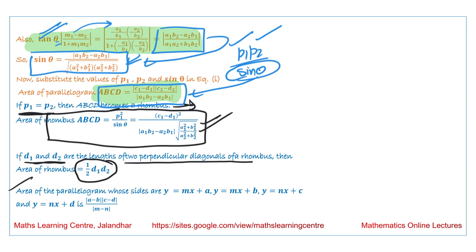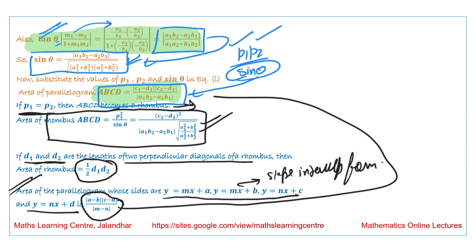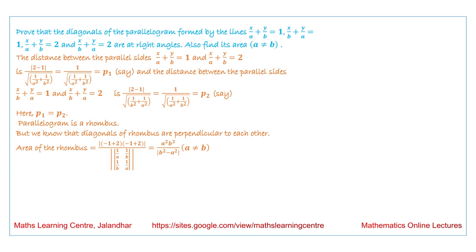And this last result is the area of a parallelogram whose sides are given by these four equations. If the equations are given in the slope intercept form, then for the area of that parallelogram you can substitute these values in this equation, and you will obtain that the formula for the area of the parallelogram is given in this form. So these are certain results related to the area of the parallelogram. So we solve some questions based upon this.